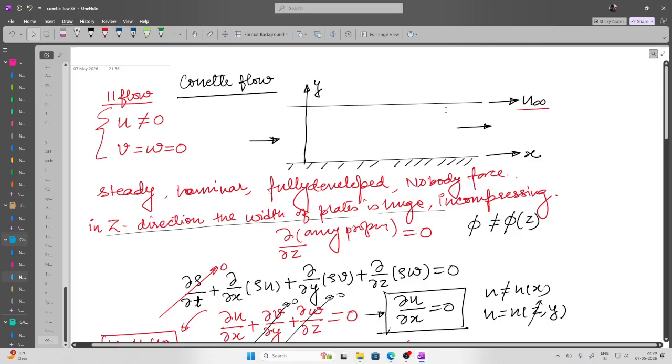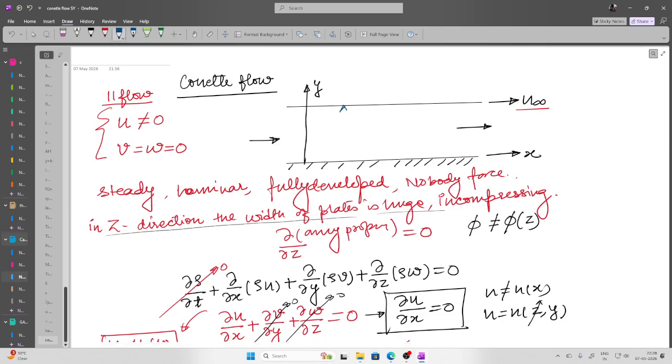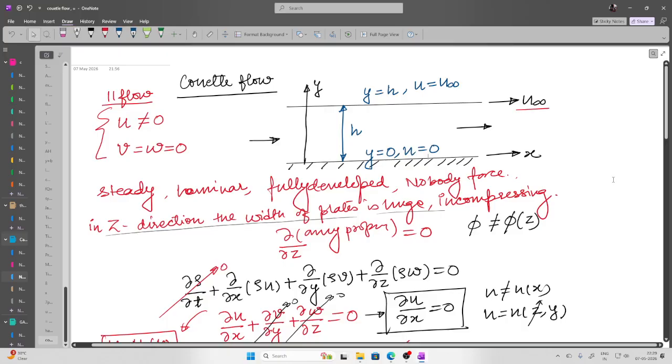So the fluid layer in the immediate vicinity of this particular plate will also have the velocity of the plate. That means the relative velocity between the fluid and the solid at the solid surface should be 0. No slip boundary condition. So when y is equal to h, the spacing between the plates, the velocity is nothing but the plate velocity, and when y is equal to 0, the velocity is 0. Both are no slip boundary conditions.